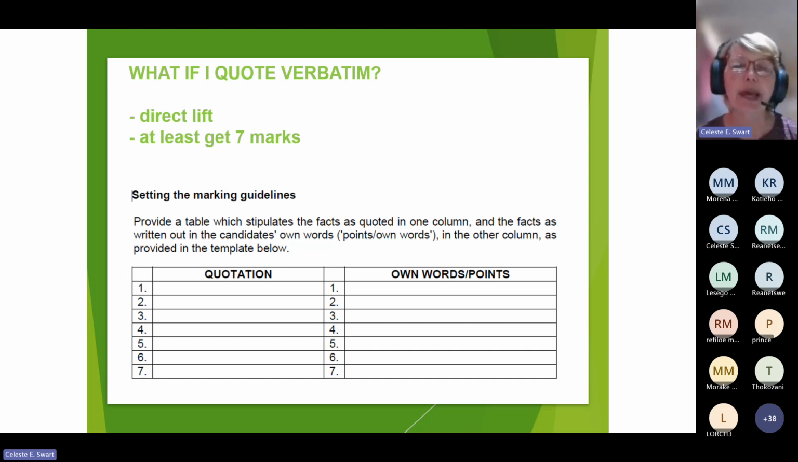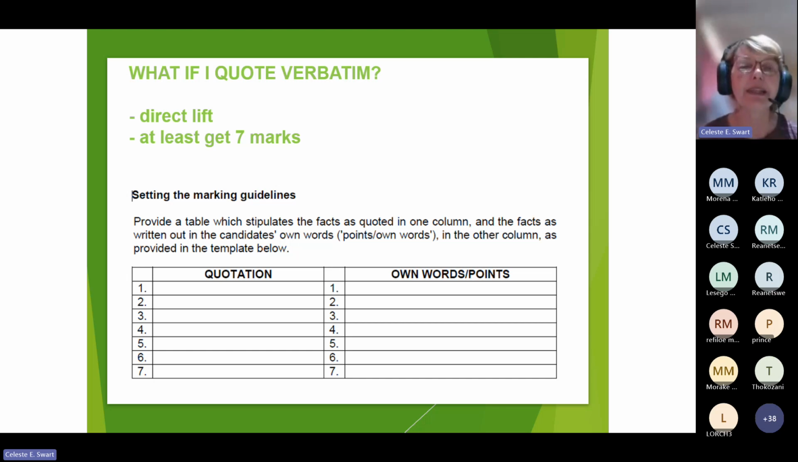What if I quote verbatim? You've all heard about quoting verbatim. Very simply, what verbatim is that you're quoting a portion word for word from the text. So what we want to do is make sure that we don't quote it word for word, that we change something within the quote or just make a little difference by using our pronouns or active and passive, because you want to get at least 7 marks.